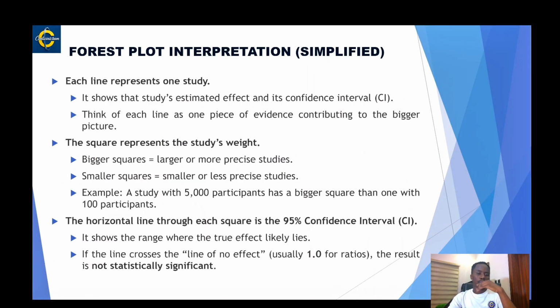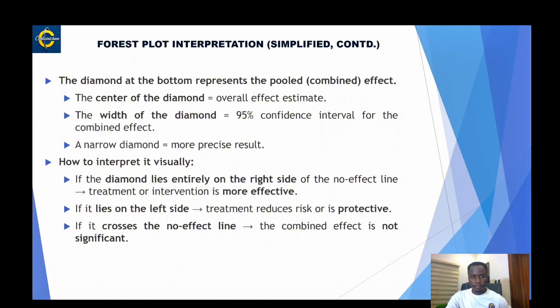Now I'm going to put in some more explanation of the forest plot. First of all, just like I said, each line represents one study, and the square represents the study's weight. You also want to know that the horizontal line through each study is the confidence interval. So if you look at those lines, that shows you the confidence interval.